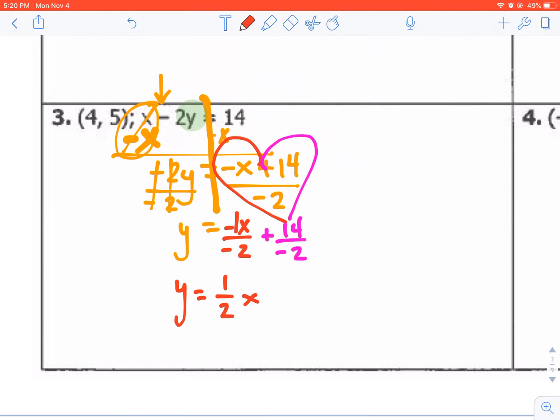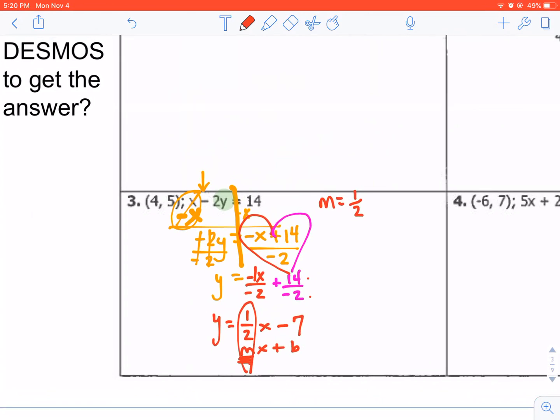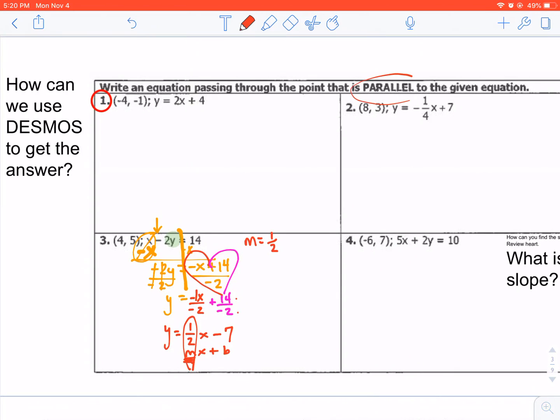And then our second part of our heart, that pink side, a positive 14 divided by a negative 2 is going to be a negative 7. So the slope that we get is 1/2. And that's the slope that you're going to end up using whenever you are finding parallel to the given equation.